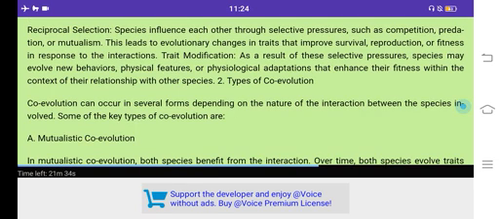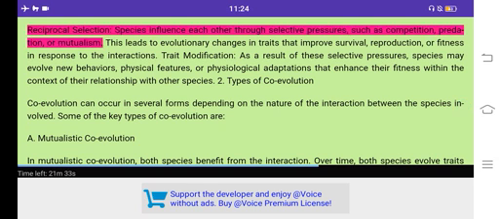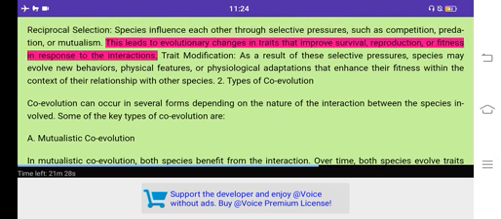The process of coevolution typically involves reciprocal selection. Species influence each other through selective pressures, such as competition, predation, or mutualism. This leads to evolutionary changes in traits that improve survival, reproduction, or fitness in response to the interactions.